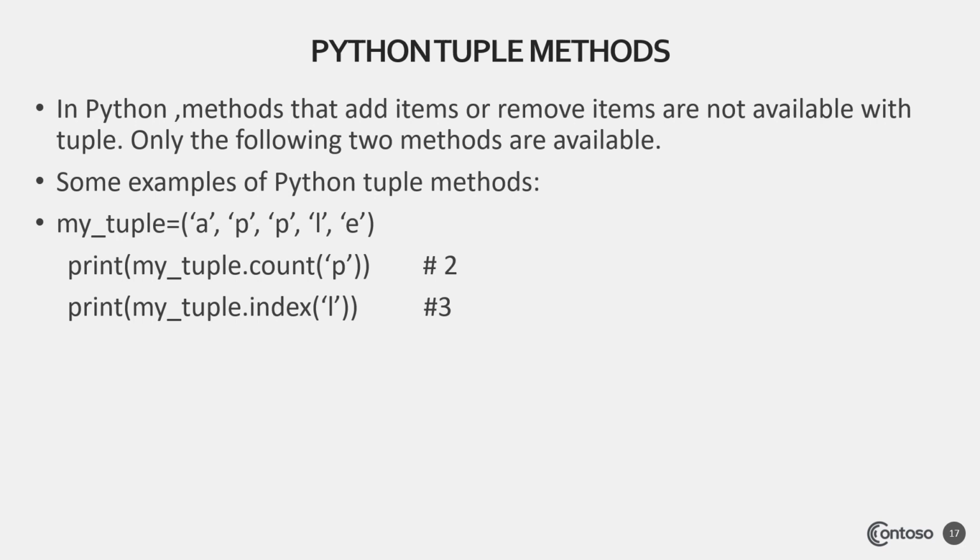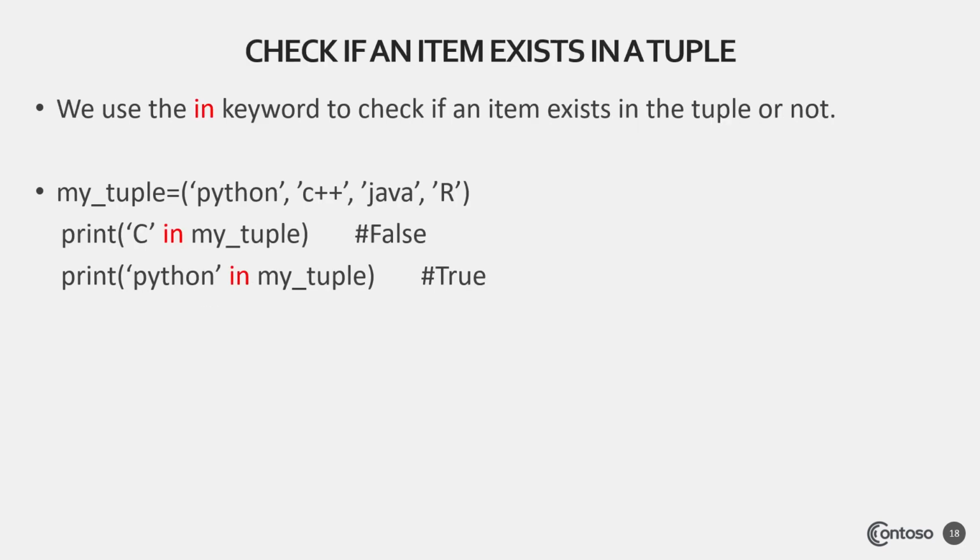And print my tuple dot index of L. The index method prints the index position of the element. So index of L is 3, and so the output is printed as 3. And these two are the only tuple methods used, since we cannot add or remove items. To check if an item exists in a tuple, we use the in keyword, the same as in a list. We use the membership operator.